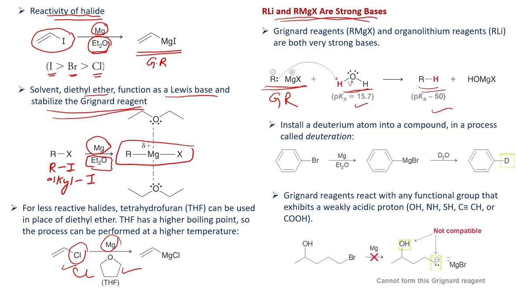Next, if you want to deuterate your compound, in place of water you can use deuterated water, so you will get your deuterated product. So what is the problem with Grignard reagent? The first problem, I told you, it reacts with water very fast. Even a trace amount of water reacts and destroys your Grignard reagent. And the second thing, whenever your starting material contains a free hydroxyl group, free NH group, SH group or acid group, this Grignard reaction will not happen. So your Grignard reaction is not compatible with any of these chemical species.